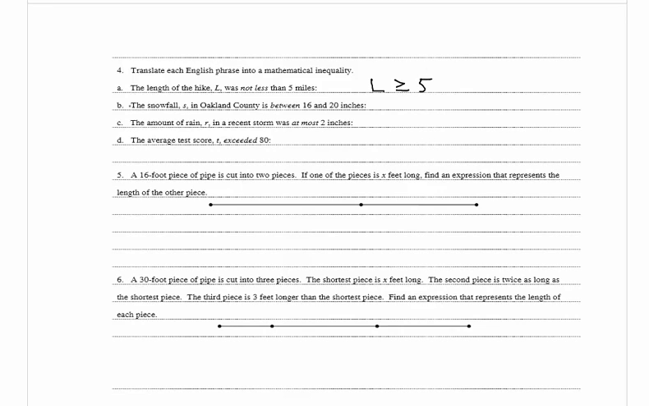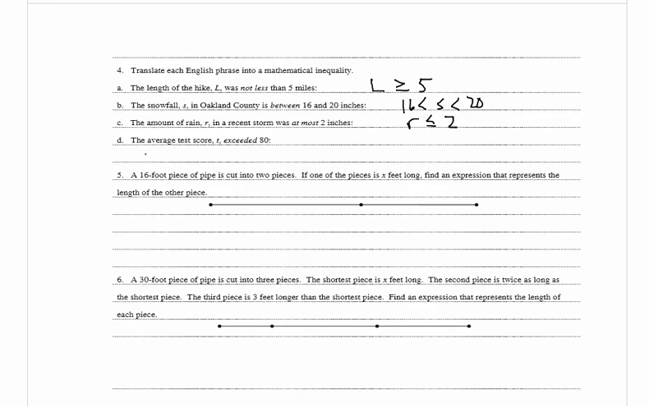In B, it says the snowfall S in Oakland County is between 16 and 20 inches. And they never mentioned any equality with 16 or 20. So we're strictly in between 16 and 20. So we're going to have 16 is less than S is less than 20. In C, it says the amount of rain R in a recent storm was at most 2 inches. And at most suggests that 2 is included. So we're going to have R is less than or equal to 2 inches.